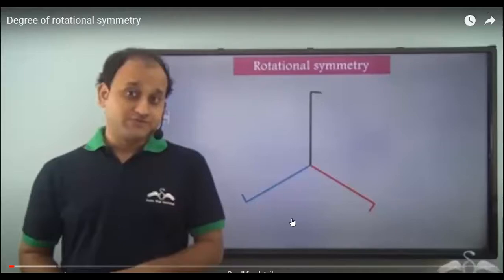So students, now we are going to discuss what is degree of rotational symmetry. As we have just now seen what is rotational symmetry. Rotational symmetry was actually that if you rotate an object a full turn, which means 360 degrees.